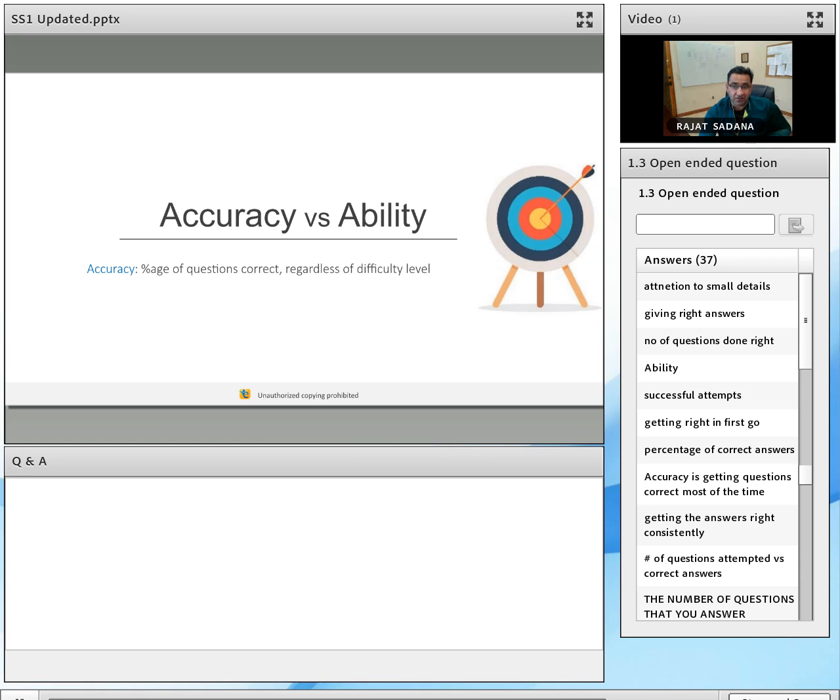So accuracy is a number which does not have rank or difficulty level in it. Ability is a number which has rank associated with it. It tells you how good you are compared to other test takers. Ability truly is a rank. In a quiz, you may have 70% accuracy, but you could have 95th percentile ability. And that's something really important to understand.